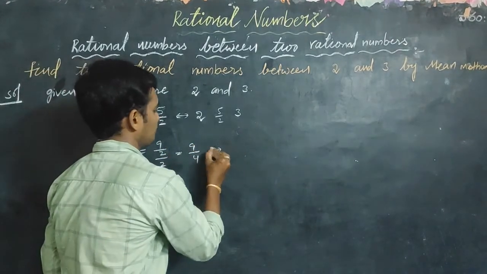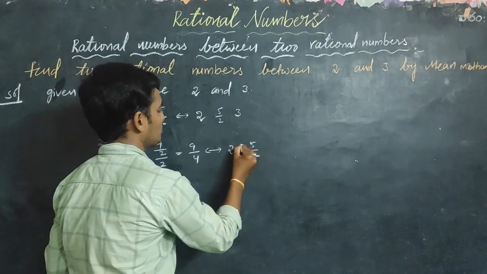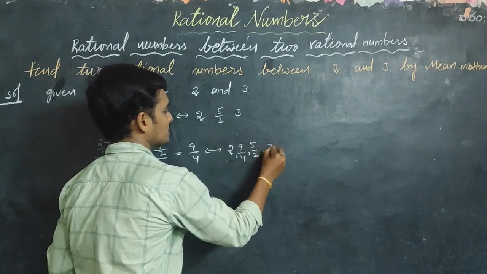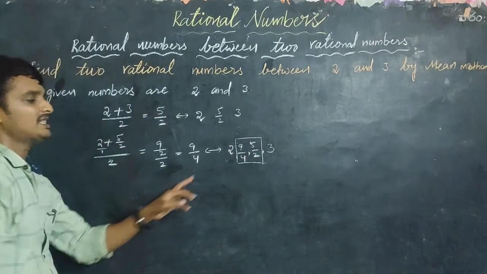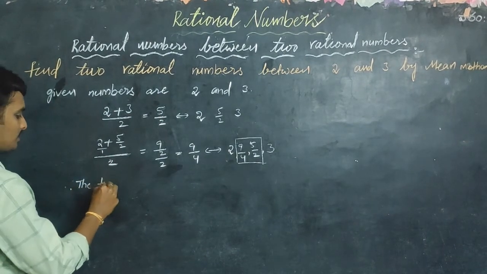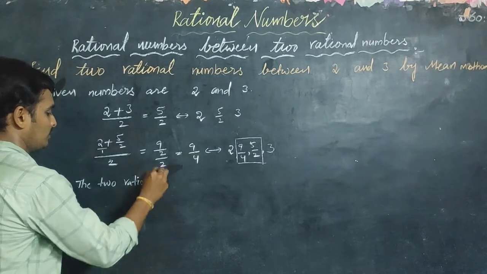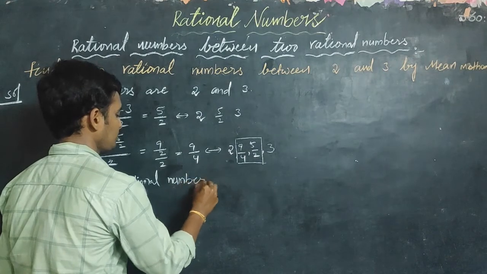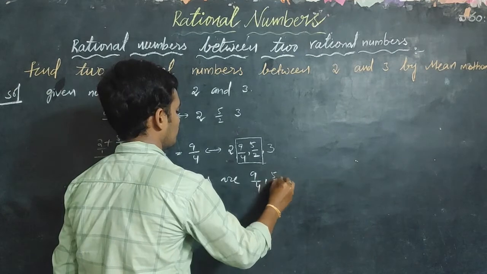That means between 2 and 5 by 2 there is a rational number 9 by 4, and the last number is 5 by 2. So these two are the rational numbers between 2 and 3. Therefore, the two rational numbers are 9 by 4 and 5 by 2.